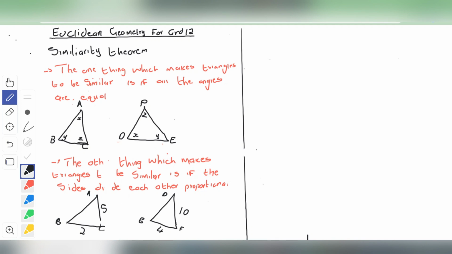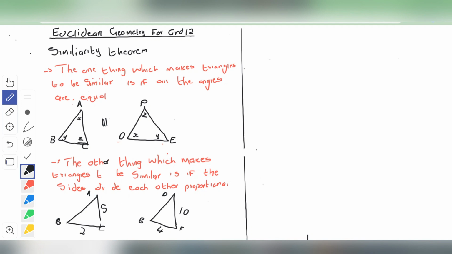So here is a hint. To prove similarity, you need to prove that all the angles are equal, right? Okay, we'll come back to it. So triangle ABC is similar to triangle PDE. Remember these three vertical lines, they represent the similarity, right?